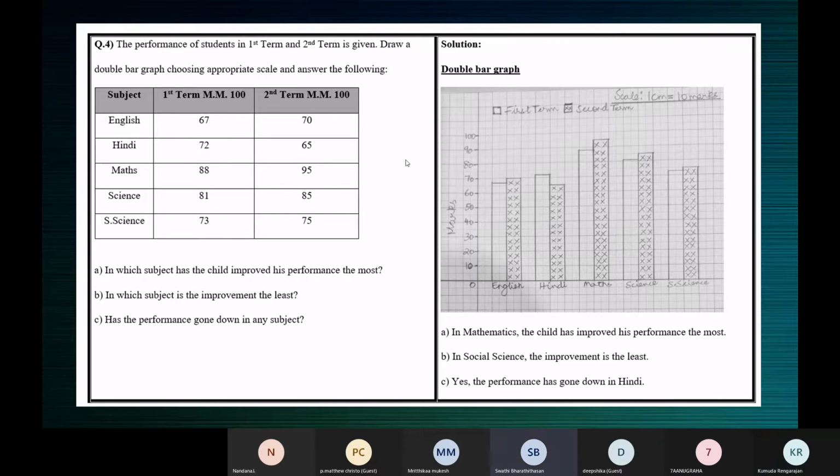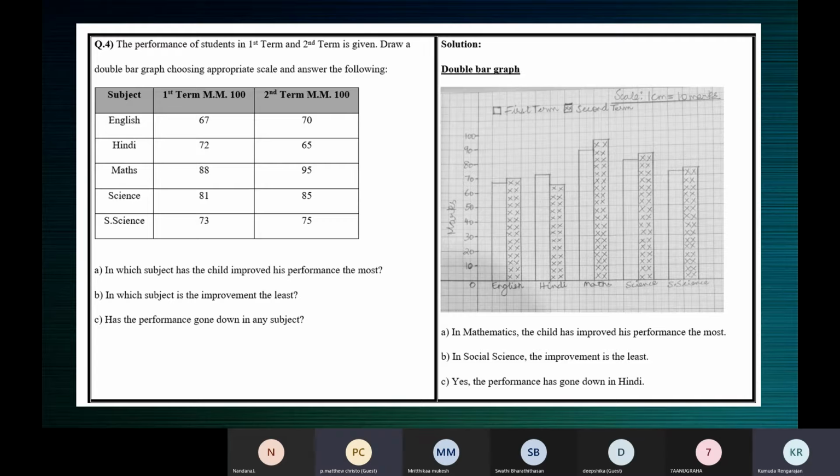Ma'am, can we write the title as the performance of student in first term and second term? Yes. Double bar graph showing the performance of a student in first term and second term.